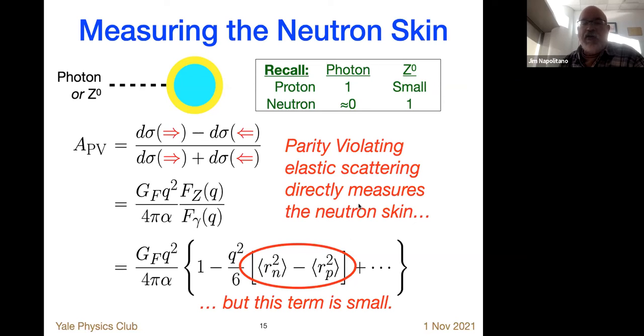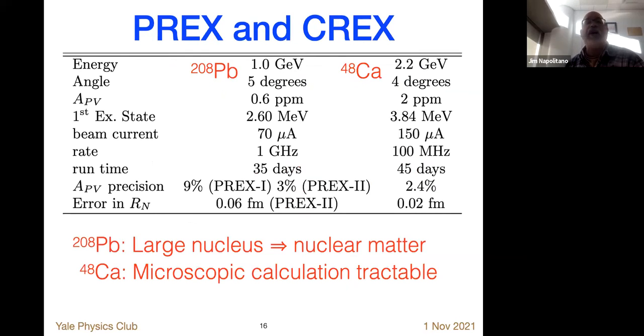But this is where the rub comes in. This is a small term. This q squared is designed to be small enough so that I can do this expansion. So this second term here is small compared to 1. So I've got to make a very precise measurement of this parity violating asymmetry so that I can extract a reasonable and useful measurement of the difference in the squares of the neutron and proton distributions. That's why these experiments are particularly tough.